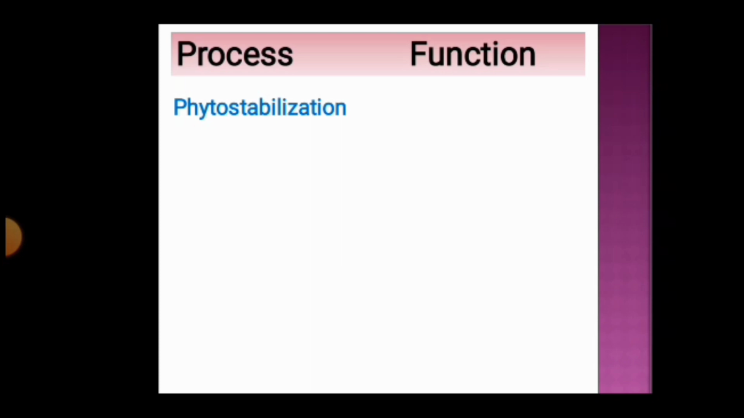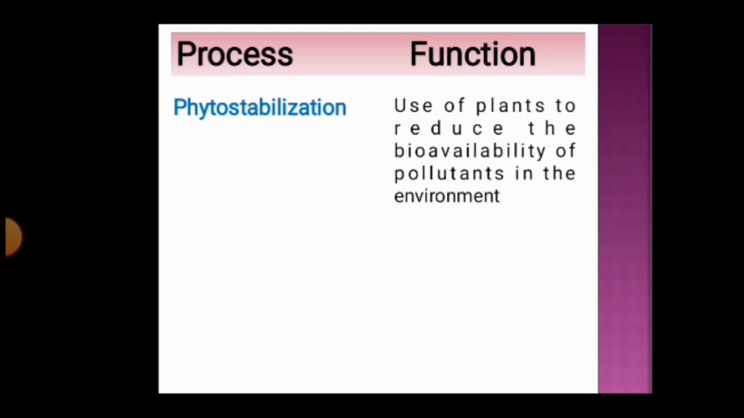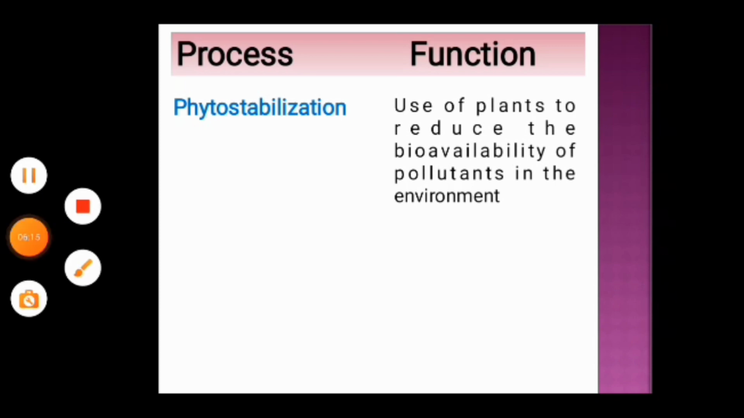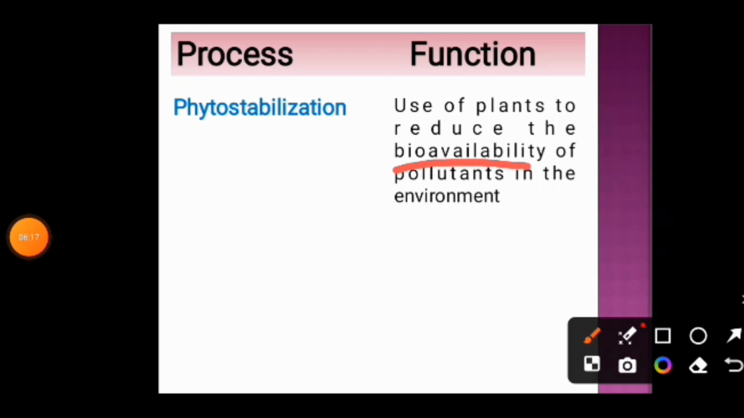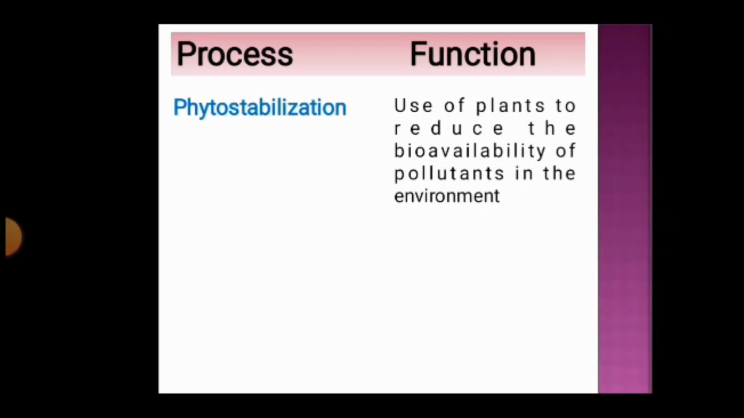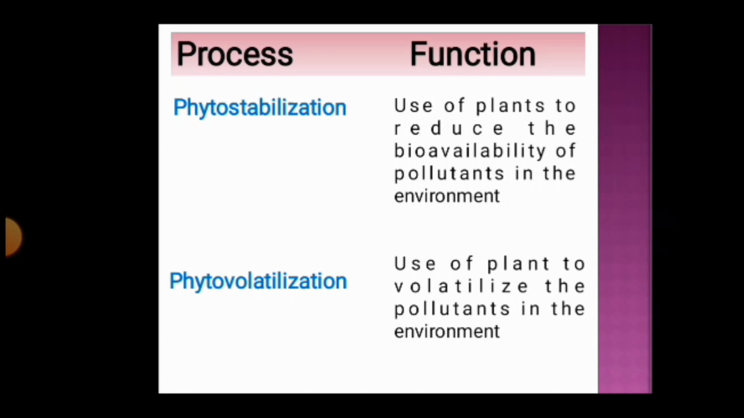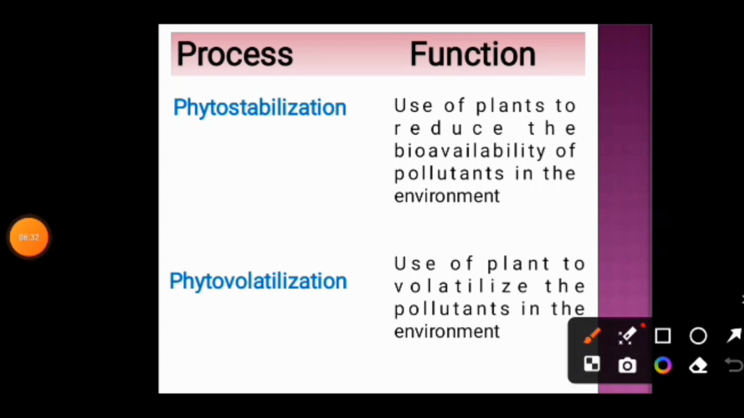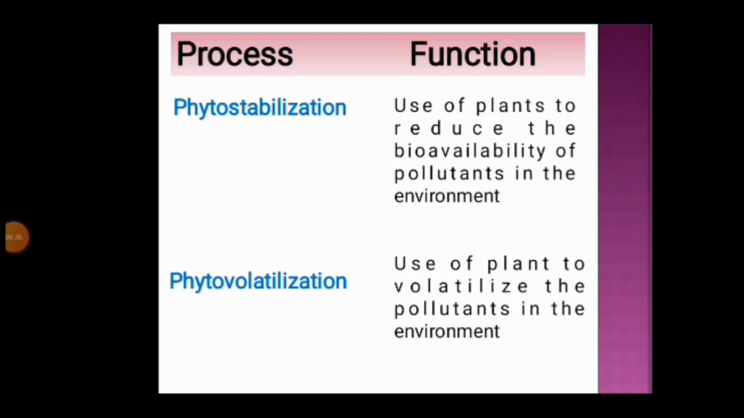Next one is phytostabilization. In the phytostabilization process, the plant is used to reduce the bioavailability of the pollutants in the environment. And the next is phytovolatilization. In phytovolatilization, the plant is used to volatilize the pollutants in the environment. Thus, it cleans up the environment.